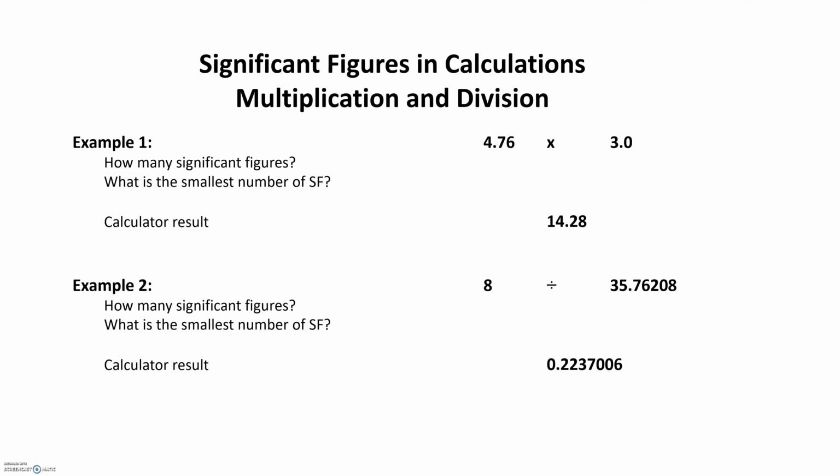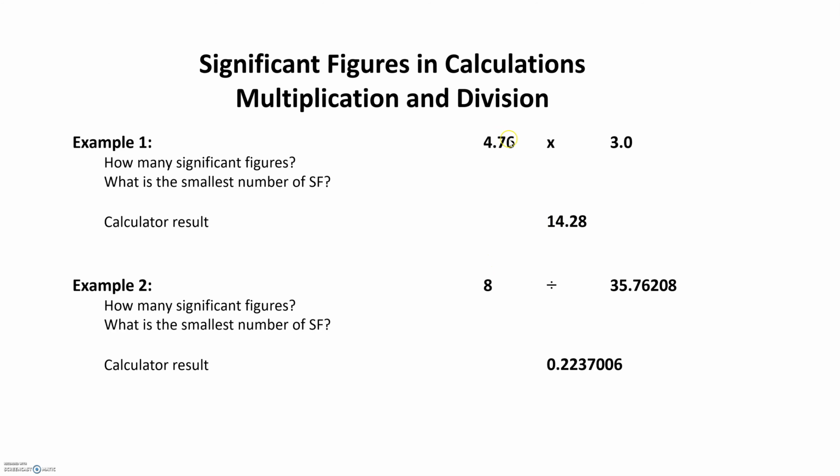All right, so we'll start with example 1. It's 4.76 times 3.0. So in multiplication and division, we have to remind ourselves what the rules are for significant figures, and that is that our answer can't have any more significant figures, the total number of significant figures, than our least number of significant figures in our measurement.